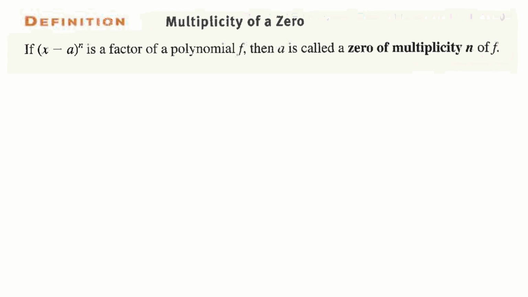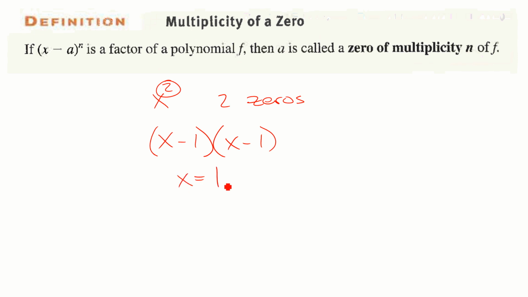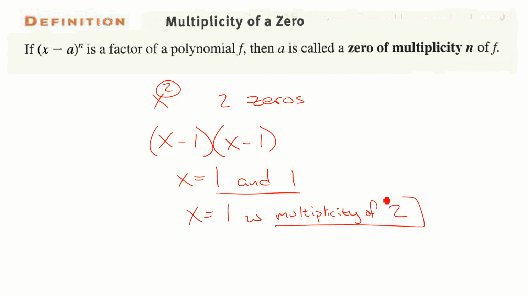Okay, multiplicity. So we just said that if you have an x squared problem, we need to have 2 zeros. But what if you have a situation where you have x minus 1 and x minus 1? So the zeros are x equals 1 and 1. Kind of repetitive to say it twice, so we're going to say x equals 1 with a multiplicity of 2. And this is just a fancy way of saying that the 1 shows up twice.